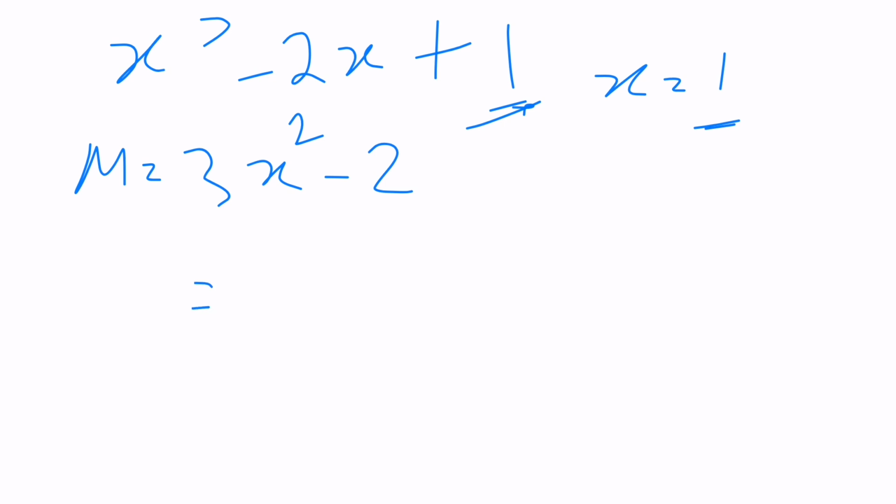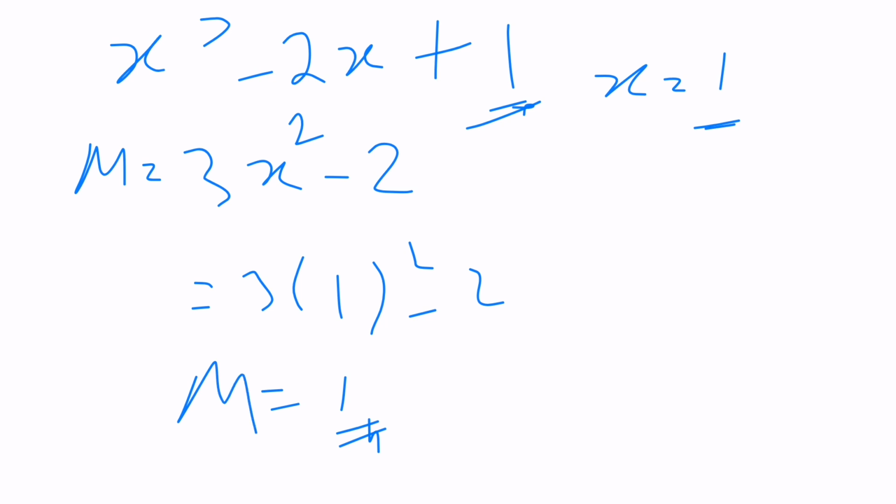Then we replace x with this 1 squared minus 2. So what is it? 3 minus 2, which is 1. So the gradient there is 1. So they want the gradient of the tangent, or the equation of the tangent. This is the tangent, and this is the curve, where m is equal to 1. So m for the tangent will be what? 1, because the gradient of the tangent and the curve is the same.